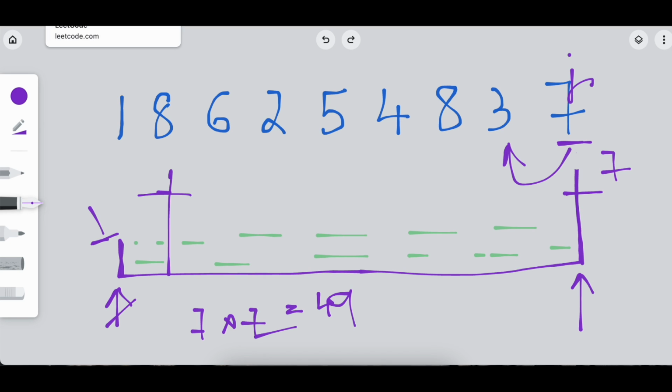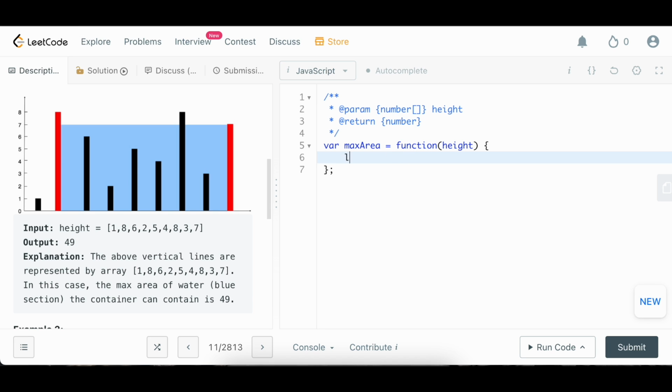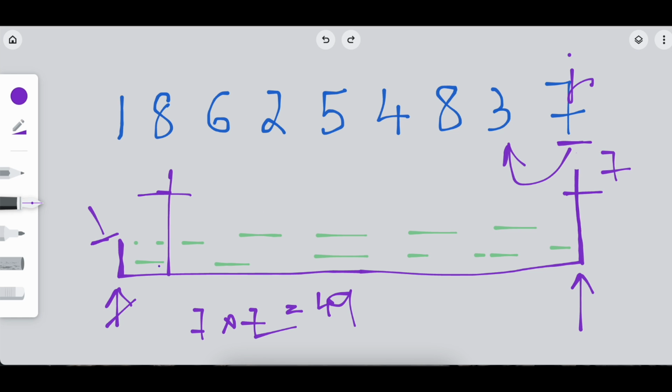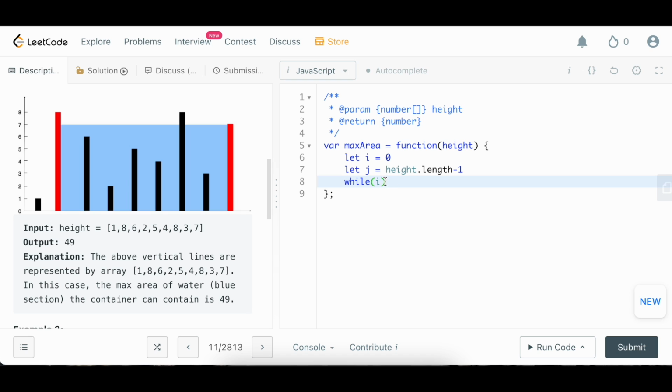So let's get into the coding part. Initially we have 2 pointers. The first one is going to be at the starting vertical line, and the second one is going to be at the last vertical line. And our condition is that the left line is always going to be to the left, and the right one is always going to be on the right side. So my i is always going to be less than j.